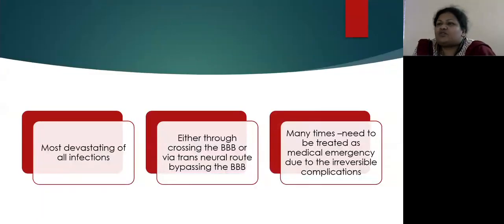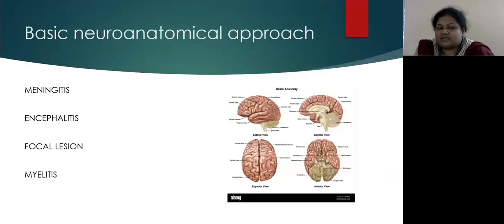So, as all of you would have realized over the past few months, CNS infections are the most devastating of all infections if you haven't treated it properly or if you haven't identified it early. Most CNS infections either enter by crossing the blood-brain barrier or they can go via the transneural route, bypassing the blood-brain barrier. So many times you may have to treat it like a medical emergency because if complications arise, they become irreversible. So what we try to do is look at the basic neuroanatomical approach.